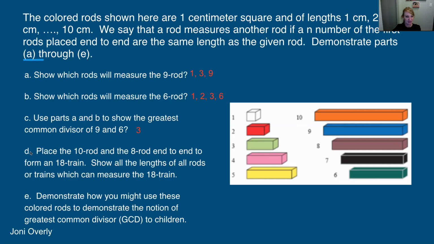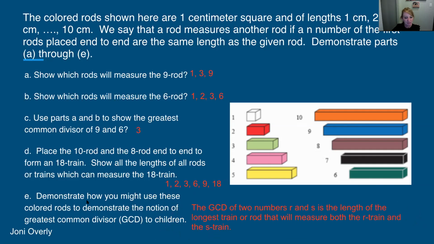So in D, we're going to place the 10 rod and the 8 rod end to end to form an 18 train. Which trains will measure the 18 train? So recall that a train is formed when one or more rods are placed end to end. Remember that from the very beginning of our word problem. So the answer would be our 1, 2, 3, 6, 9, and 18.